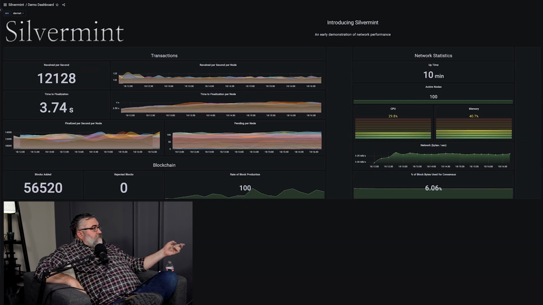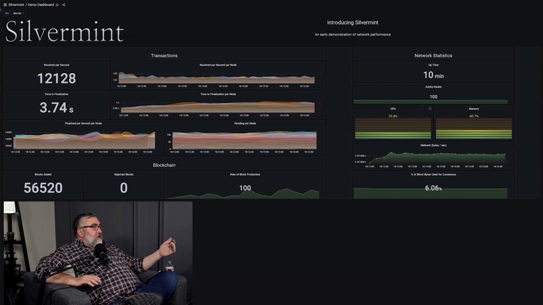You can see that they're currently finalizing in about 3.74 seconds. That's an average. On some nodes, they're finalizing faster. It just depends on exactly how quickly blocks get received by the different nodes.